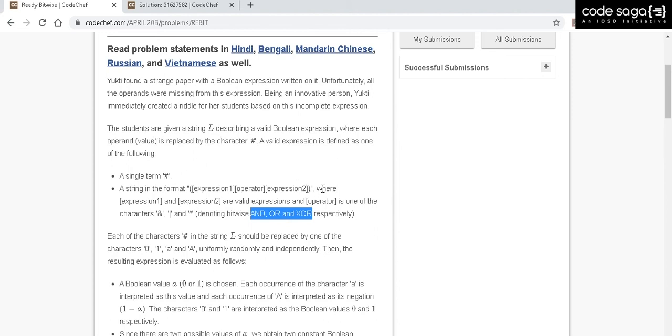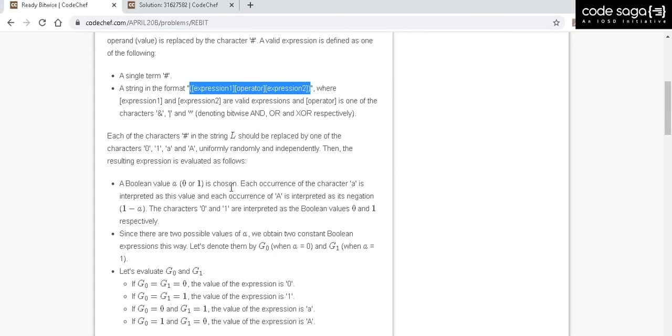So now we're given the definition of what a valid expression is. Either it is a single term hash, or a string in the format (expression 1 operator expression 2), inside brackets. So the first thing this definition clears up is that we do not need to know about the priorities of AND, OR and XOR, because the priorities do not matter as all of these are within brackets. As they will be bracketed, you would not need to look at which operator to do first.